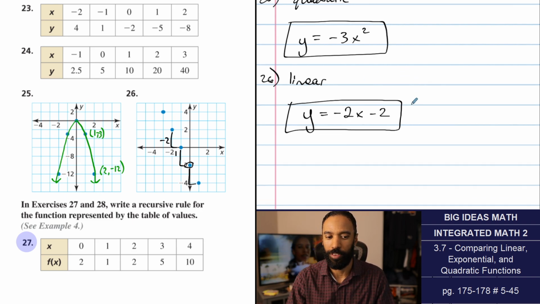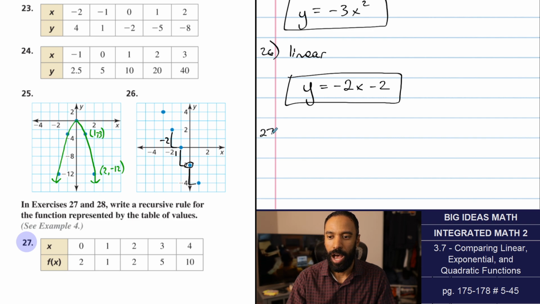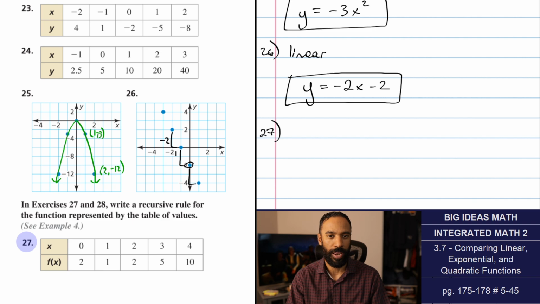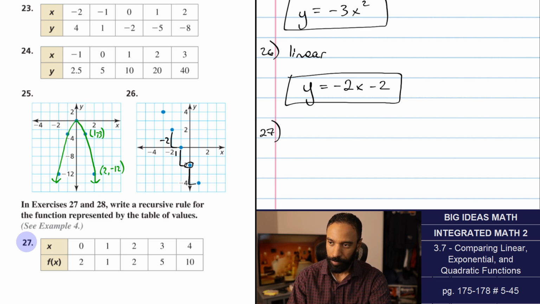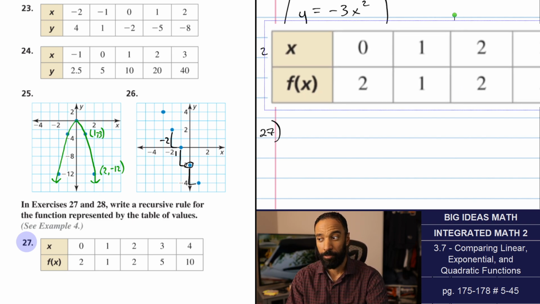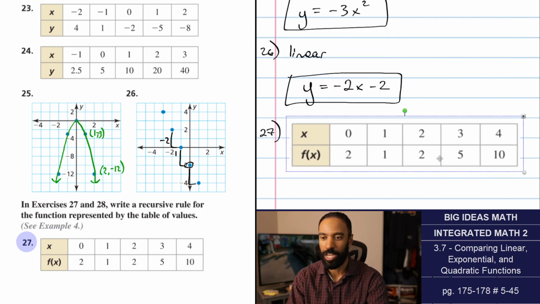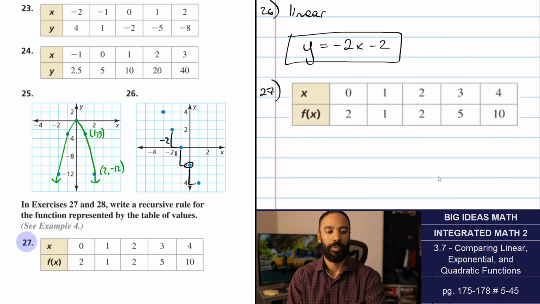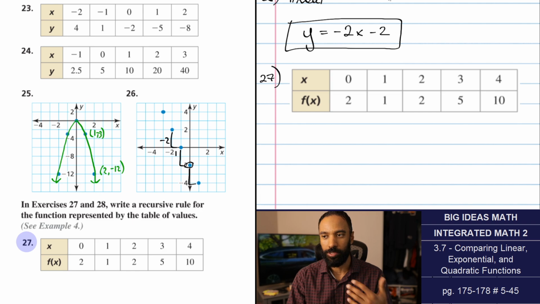Number 27 and 28. Write a recursive rule for the function represented by the table of values. I'm going to be curious when it hits a quadratic. Maybe it looks like it's already starting with a quadratic. So let's see if I recall. I think I know how to do it, but let's see if I recall how I can say it to you guys. If you have more questions, write them in the comments section down below and ask me about it. They don't tell you it's a quadratic.